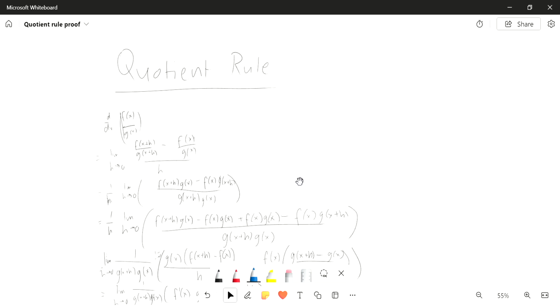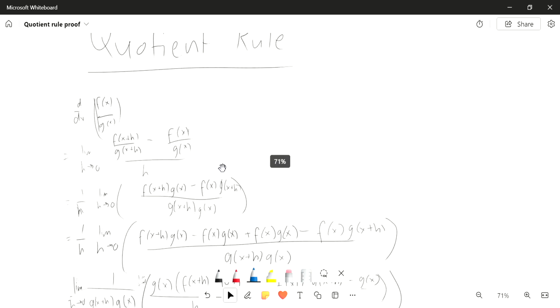What I did with this, like with any other derivative, is use the limit definition. That means I divided f of x plus h by g of x plus h. Then in the next step, I got a common denominator by cross multiplying, so I get g of x plus h and g of x in the same denominator, and I took the 1 over h out for now. We'll get to that a little later. So my numerator looks a bit like this, and I apologize for the lack of neatness in this line at least.